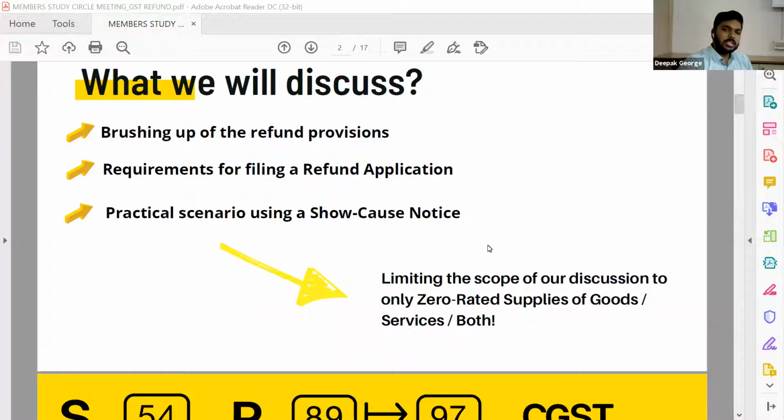One important note is that under refund, you have so many categories, right? You have refund of IGST paid on export. You have refund of something called unutilized ITC. You have refund to UN bodies, refund of excess payment of GST, refund of the balance in the cash ledger. But because of the paucity of time, I will restrict all my discussion to just one part of refunds, that is zero rated supplies of goods or services or both.